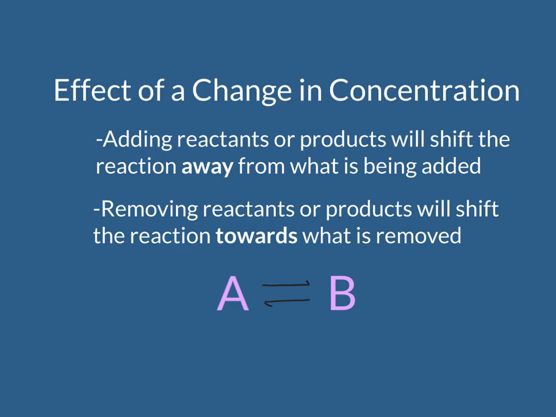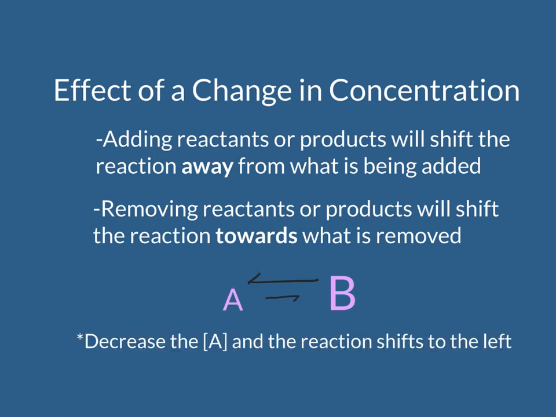Conversely, if we were to remove A or decrease the concentration of A, our reaction would shift to the left, towards what is being removed, in order to replace and increase our concentration of A. So in this case, our reverse reaction rate is temporarily going to increase until equilibrium is reestablished.